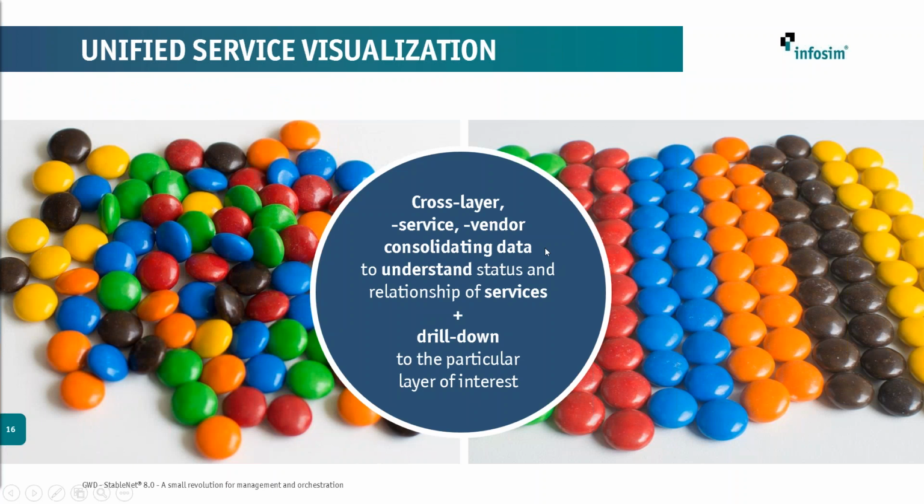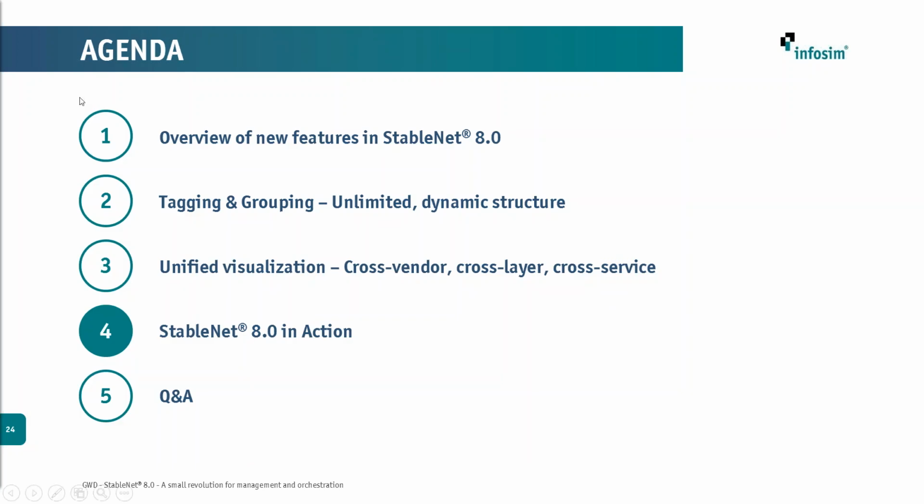So we have a cross-layer, cross-service, cross-vendor consolidation of data to understand status and relationship of services. And we have a drill down to the particular layer of interest. So before getting to Q&A, I want to quickly have one more point in my presentation here.